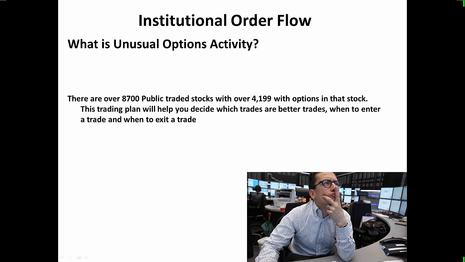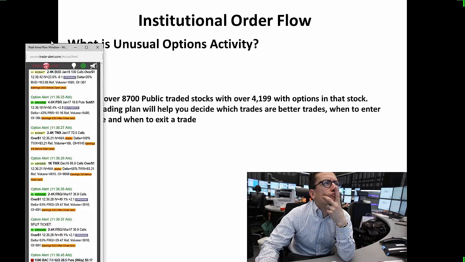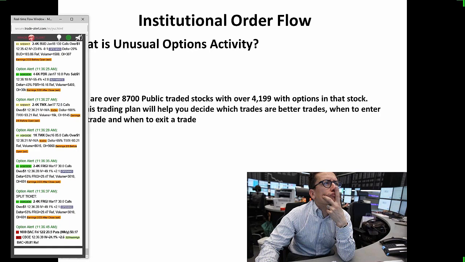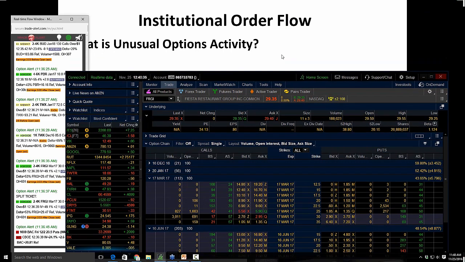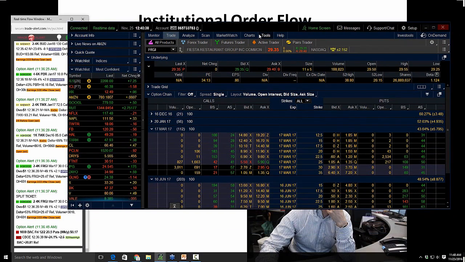So institution order flow, okay? Here's a perfect example. We just saw an institution buy 3,000 FRGI March 30 calls for $3, okay? I brought this up. It's Fiesta Restaurant Group, okay? So when I watch this trade going across this tape, this trade literally just hit 2 minutes ago, okay?